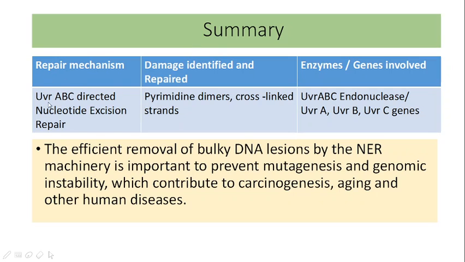So the summary is, UvrABC directed nucleotide excision repair will identify pyrimidine dimers or cross-linked strand damages. Using the enzyme UvrABC endonuclease, it will rectify the damage, and the genes involved will be uvrA, uvrB, uvrC and uvrD genes. The efficient removal of bulky DNA lesions by NER machinery is important to prevent mutagenesis and genomic instability, which contribute to carcinogenesis, aging and other human diseases.